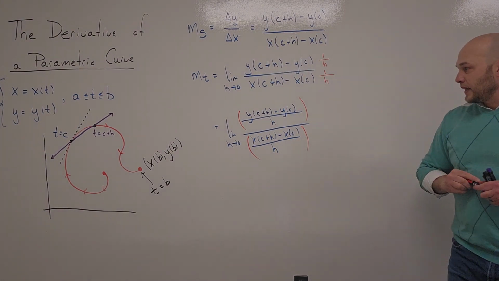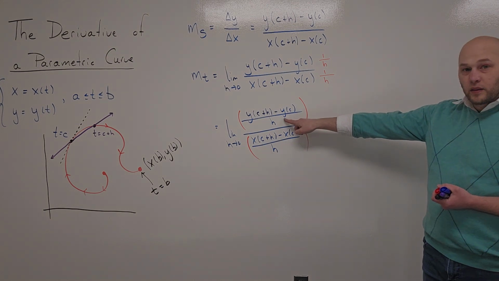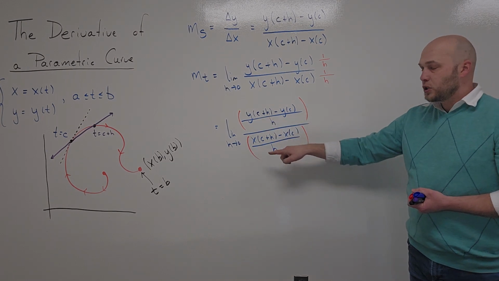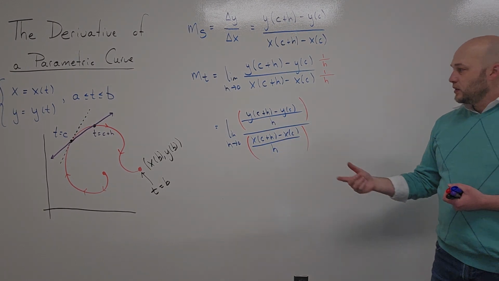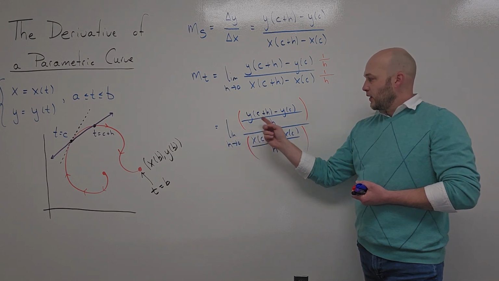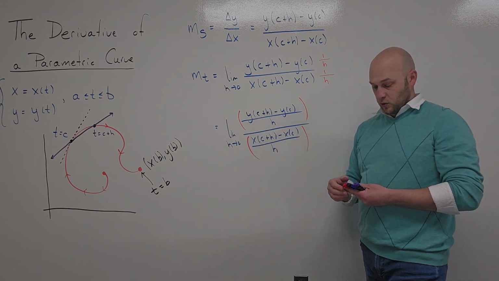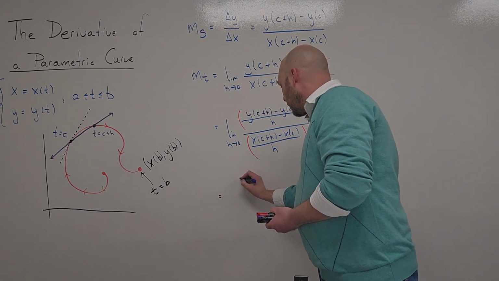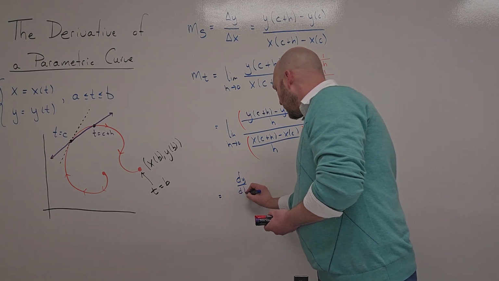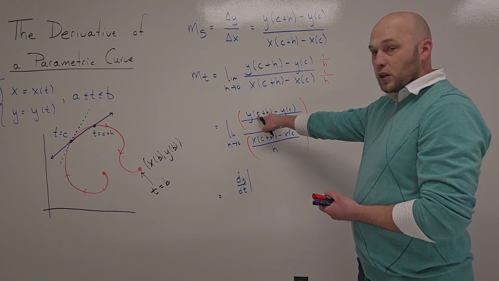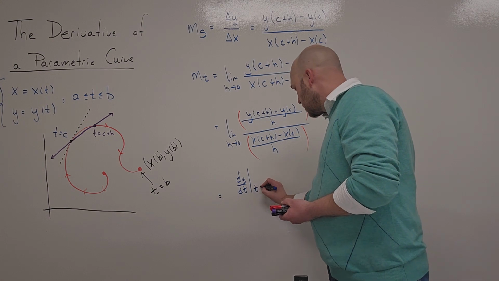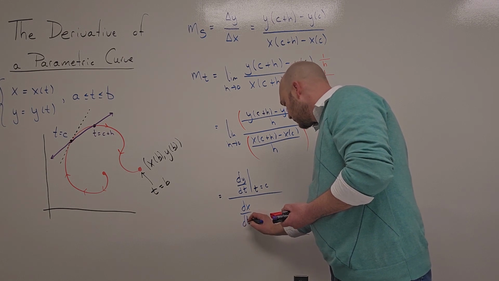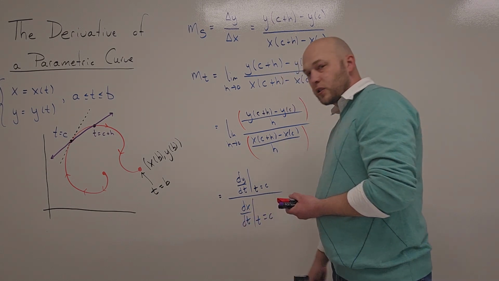Okay, so then when I take the limit of what's inside this set of parentheses and the limit of what's inside this set of parentheses, this expression should look familiar, right? This is the difference quotient. So when I take the limit of a difference quotient, that's where we get a derivative. And so taking the limit, this would give me in the numerator the derivative of y, dy/dt, and this is evaluated at this point. So evaluated when t is equal to c, and my denominator would be the derivative of x when t is equal to c.